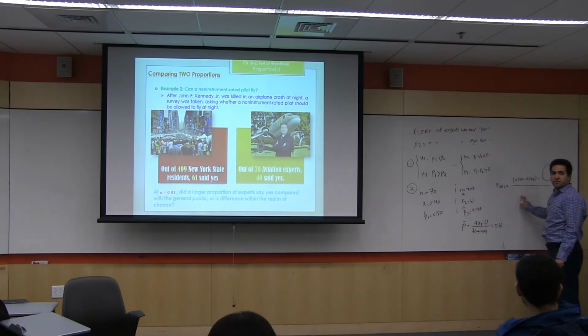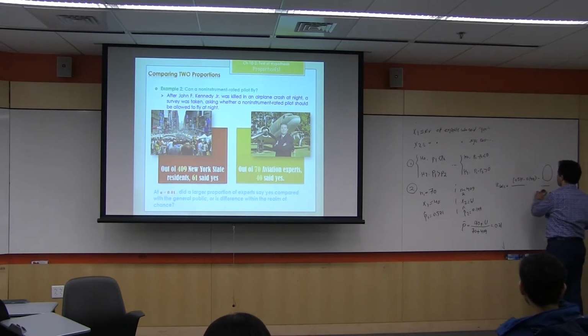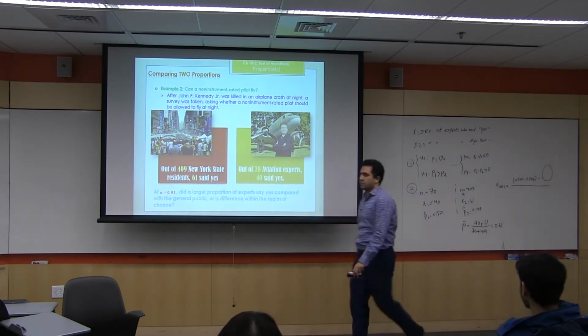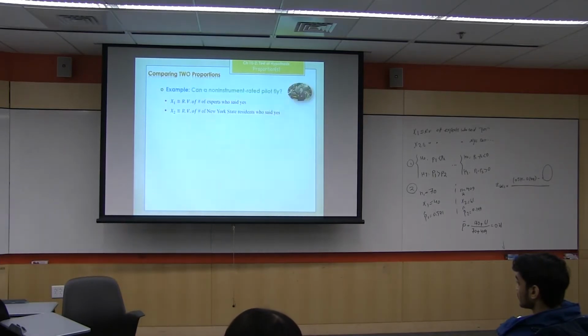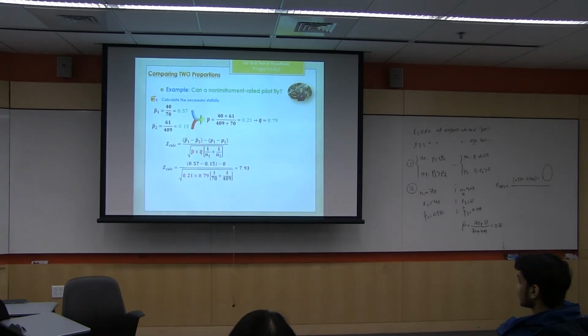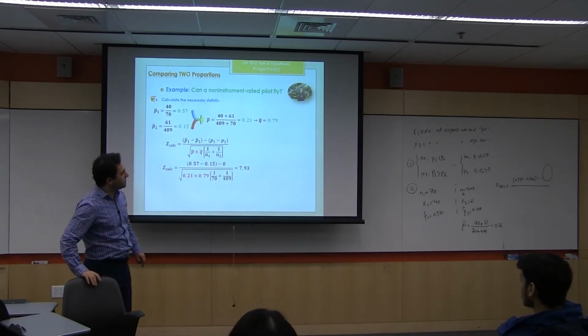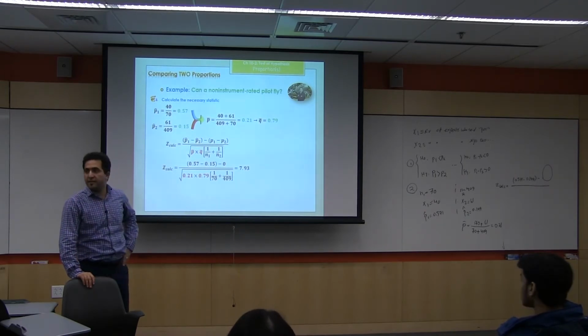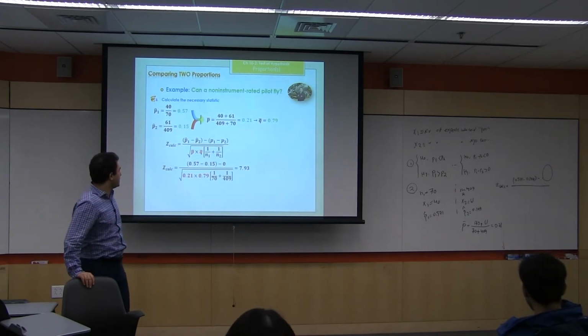So what do I have in here? P bar times Q bar, times 1 over n1 plus 1 over n2. Okay, so I have it here, folks, for you. Just follow the rest from the slides. P bar was 0.21, Q bar is 0.79. Is that right? So plug them into the calculation.